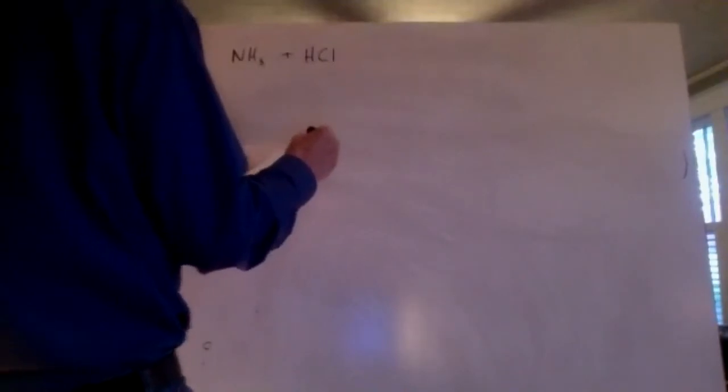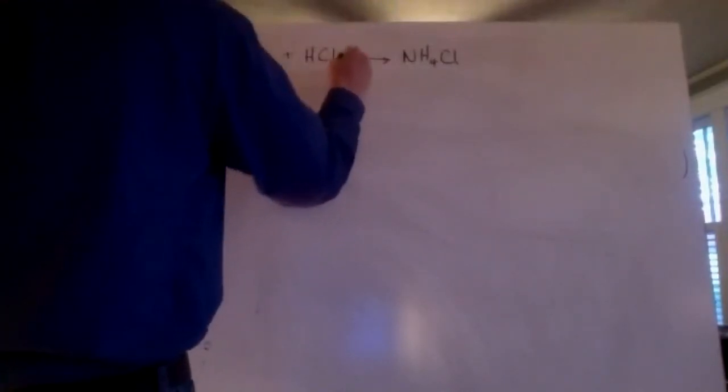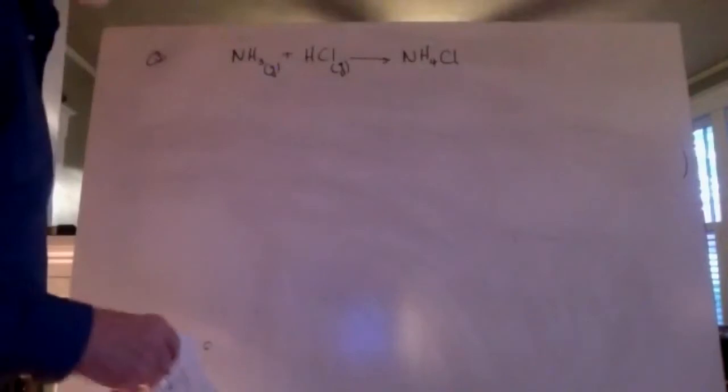Okay, so now we're going to do question number 3 on the practice test. And we have this particular reaction. We have NH3, ammonia, plus HCl, hydrochloric acid, reacting to form NH4Cl, ammonium chloride. So NH3 is a gas, and HCl actually is a gas if it's not dissolved in water. And these two gases react and they form this solid ionic compound.